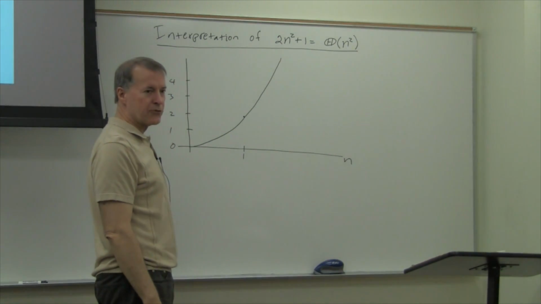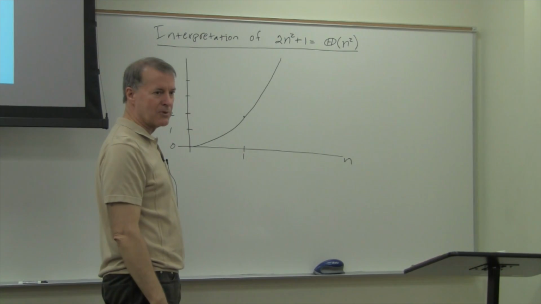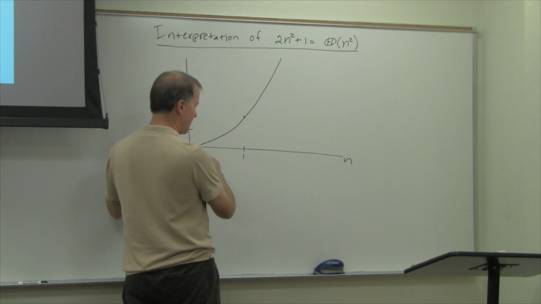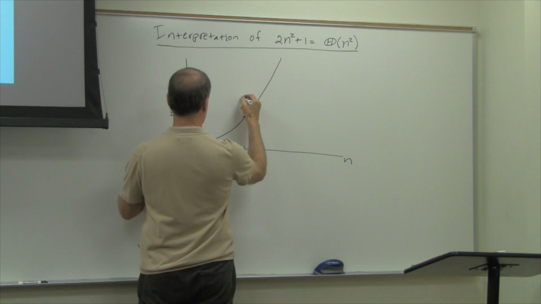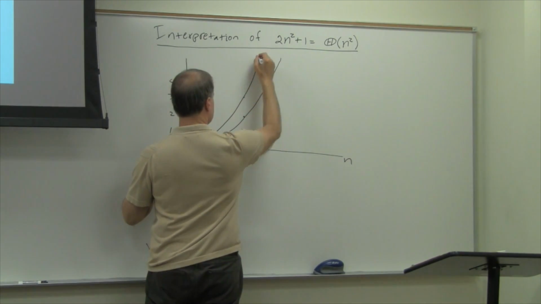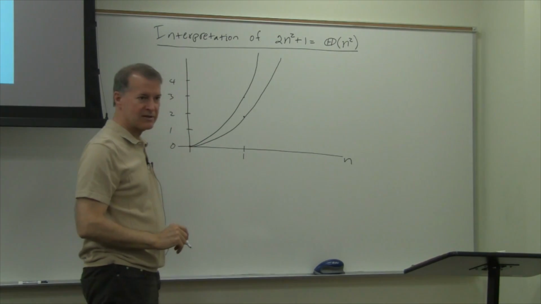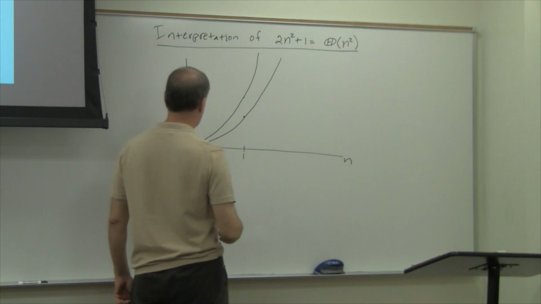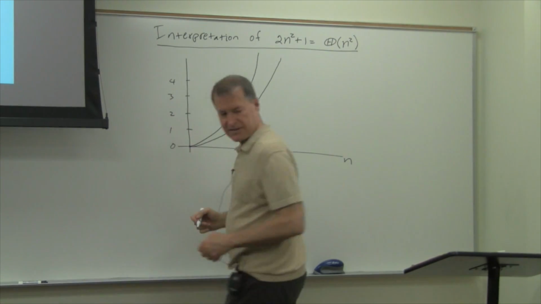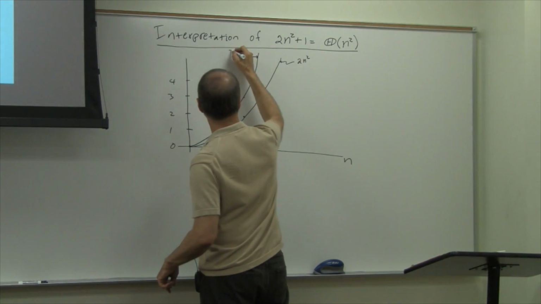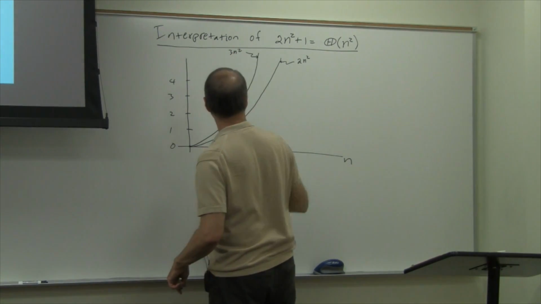Now what about 3n squared? If we graph 3n squared, what will that be? That'll also go through the origin, but at 1 it'll be 3. So that'll come up through here, roughly here. So it'll be a parabola that looks like this. Is everybody good with that? Okay. So here's our 2n squared, and here's our 3n squared.